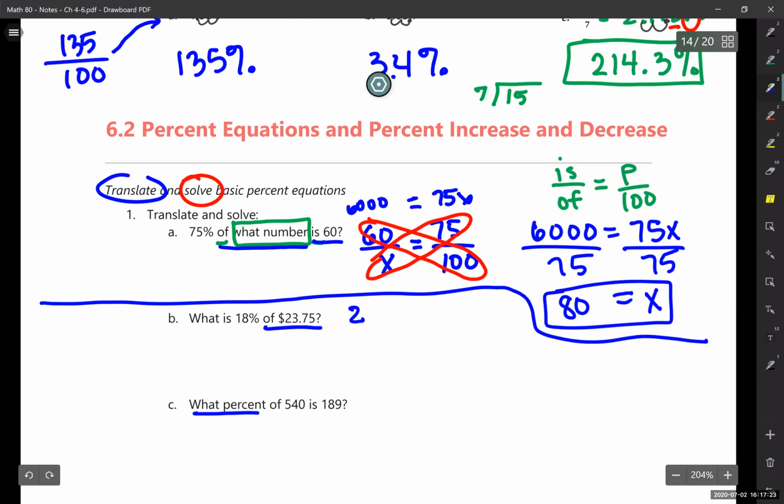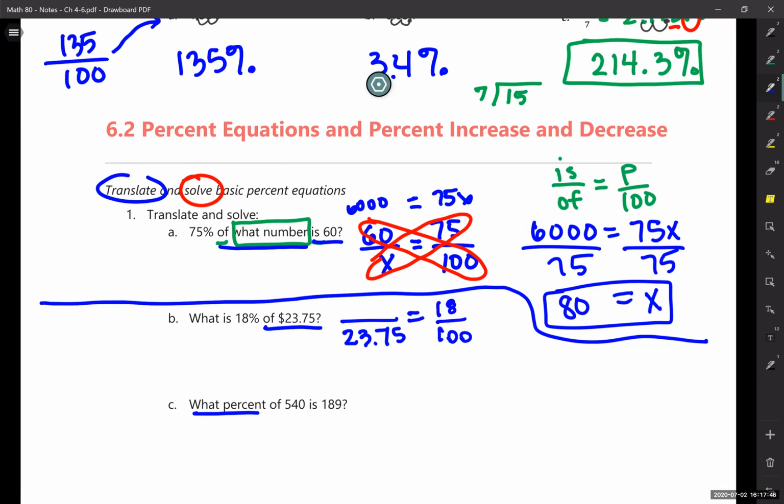Okay, 23.75, that's going to go in the denominator because that's where "of" goes. I think I just said that backwards a couple times, but just write down the number. I wrote it down correctly, 23.75. Okay, and then I know the percent, so I know P has to be 18. So I have 18 over 100.